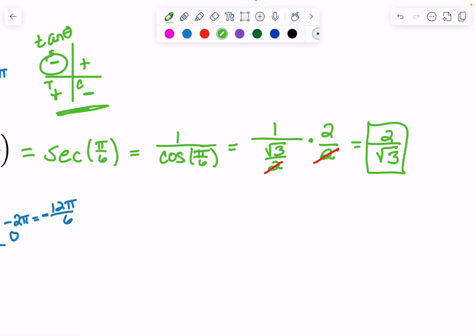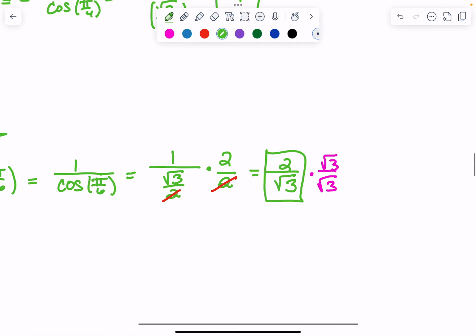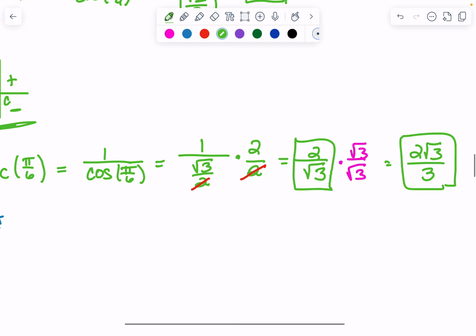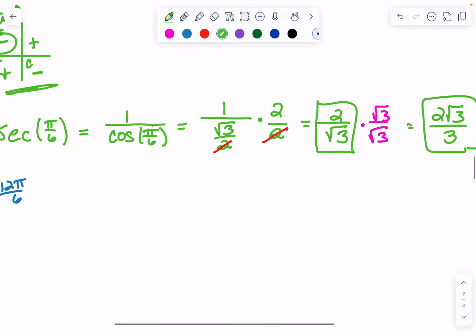I'm fine with that answer. Square roots in the denominator don't bother me at all. If they bother you or you're asked to rationalize, remember we multiply numerator and denominator by a root 3 over root 3. And that would give us a 2 root 3 over 3. I can't say it looks a lot better. I'll take either one. So if you like rationalizing, go for it. If you don't, then don't bother. It doesn't bother me at all.